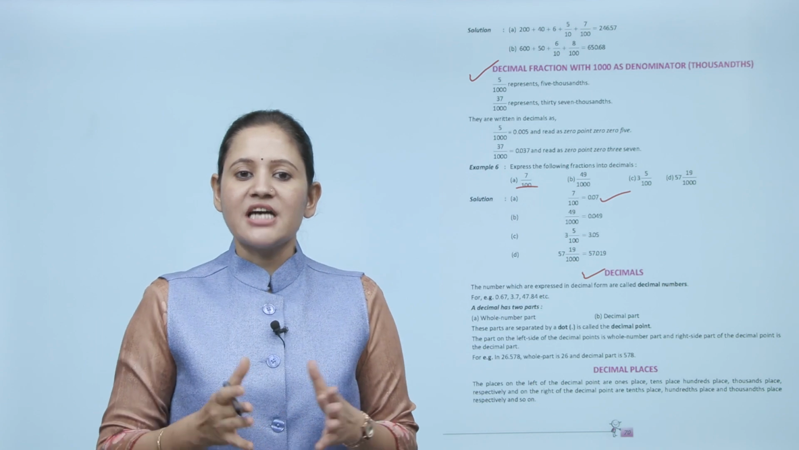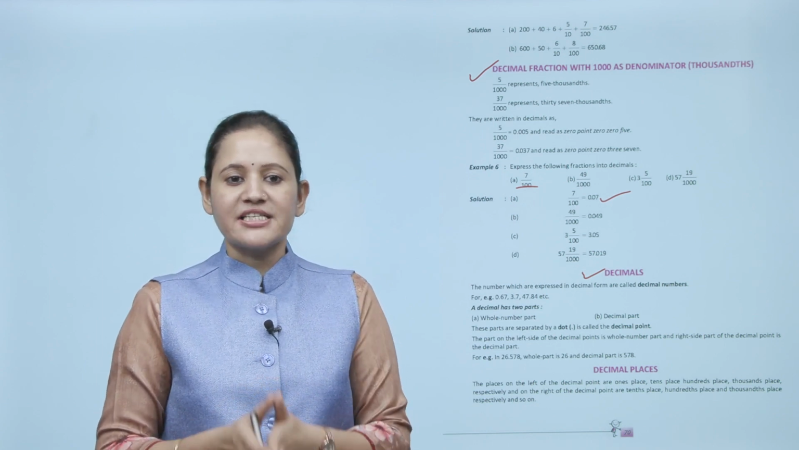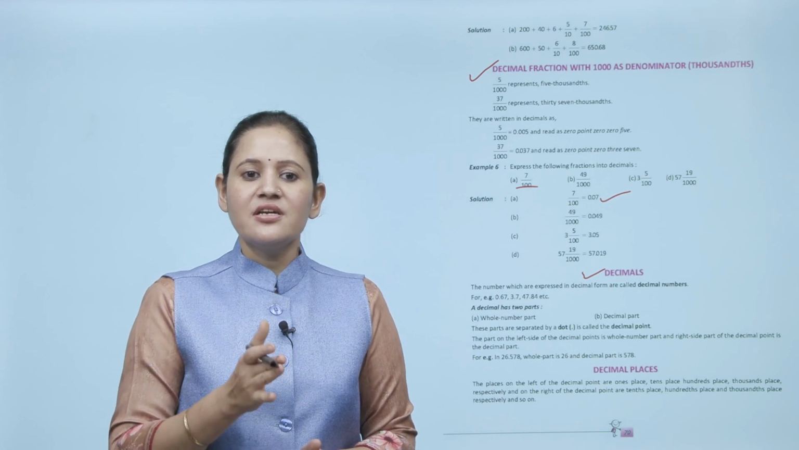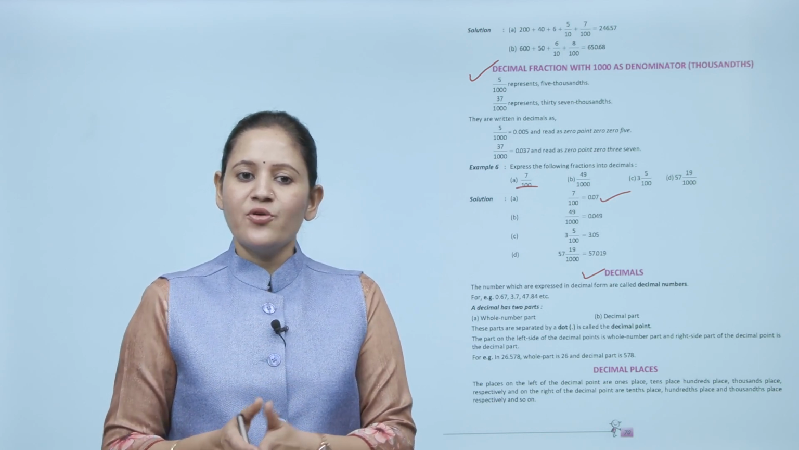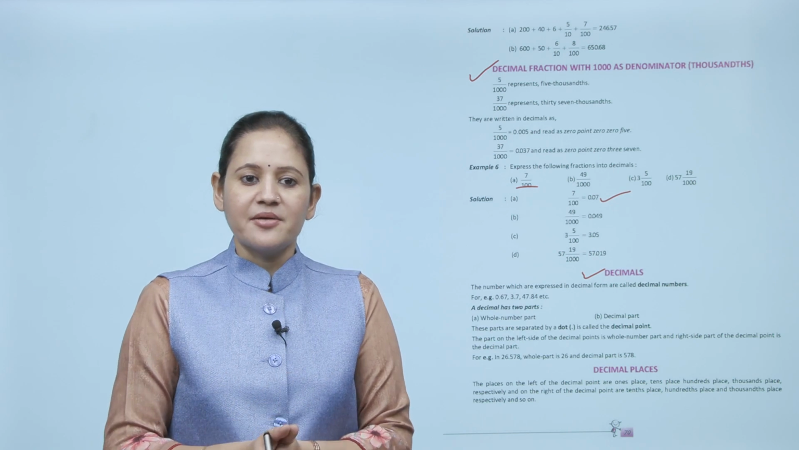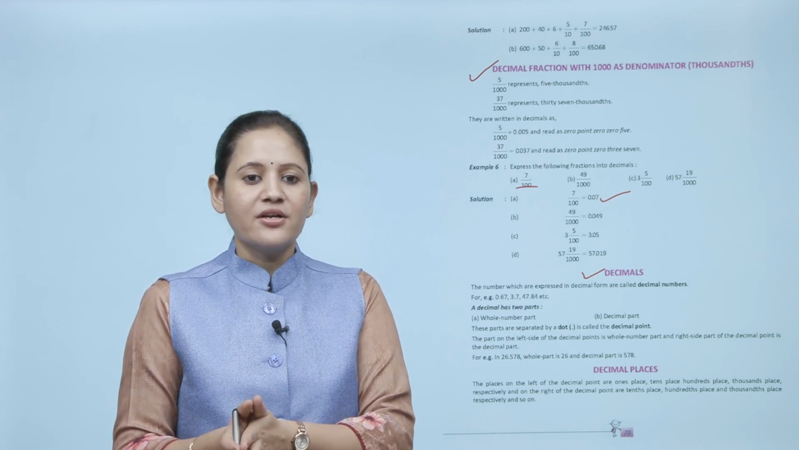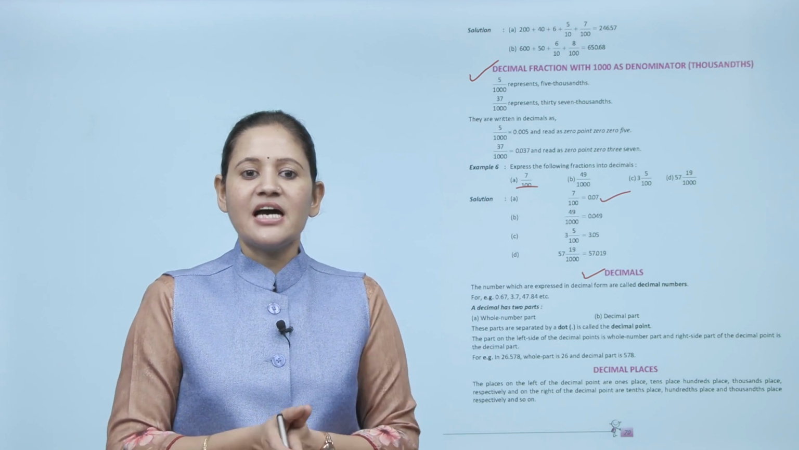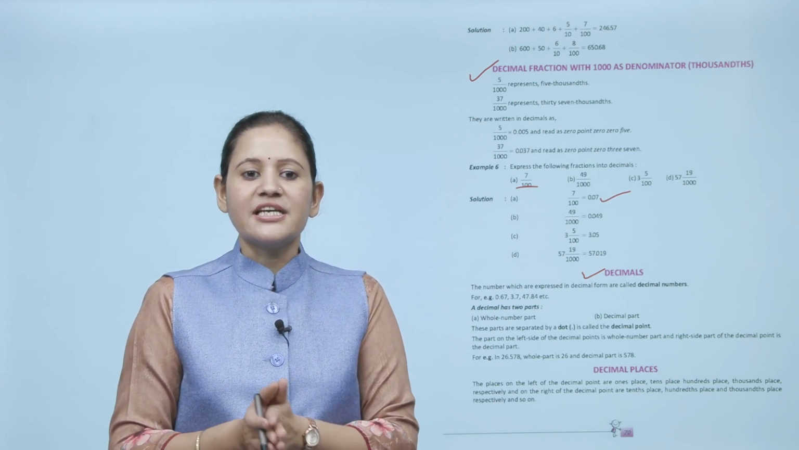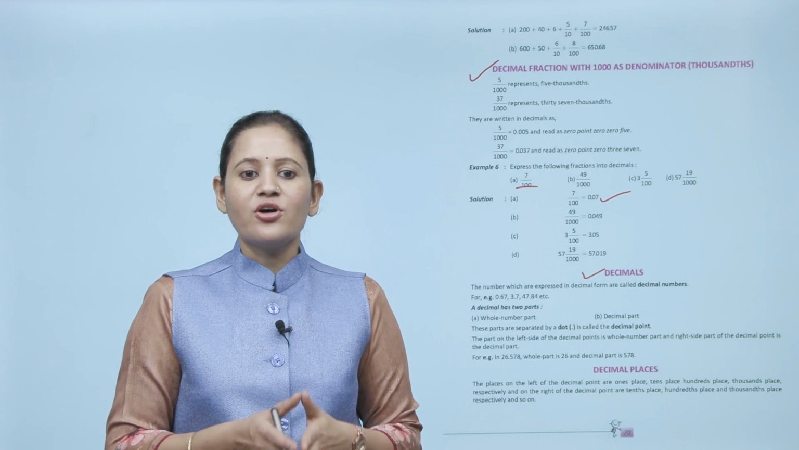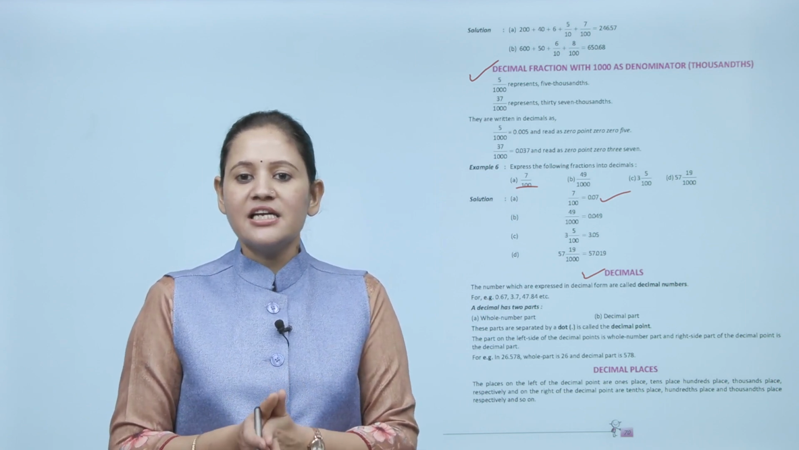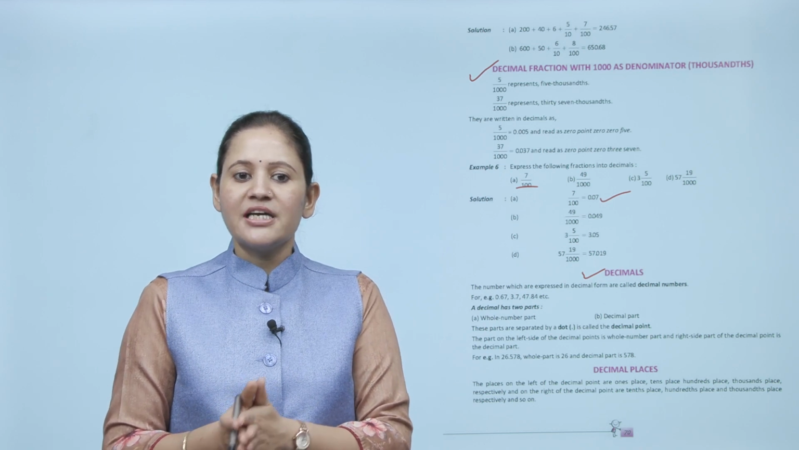The numbers which are expressed in decimal form are called decimal numbers. For example, 0.67, 3.7, 47.84 etc. All these are decimal numbers. A decimal has two parts, whole number part and decimal part. These parts are separated by a dot called the decimal point. The part on the left side of the decimal point is the whole number part and the right side part of the decimal point is the decimal part.